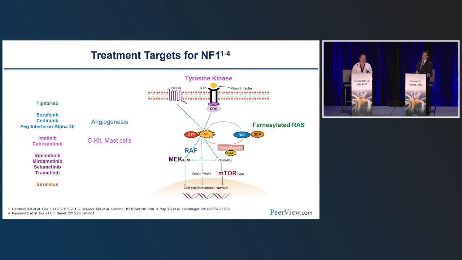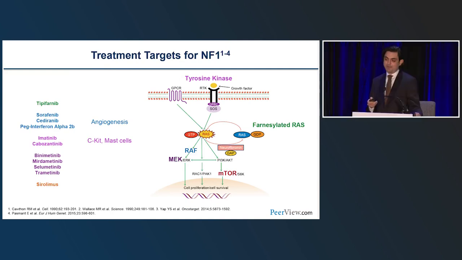There have been several studies looking to target the MAP kinase pathway, and you see a bunch of agents here that have been tried in actual clinical studies with different degrees of success. The only one that is FDA approved is Selumetinib, which is a MEK1, MEK2 inhibitor, but there are other options that have been tried in different groups, and by different groups, I should say.